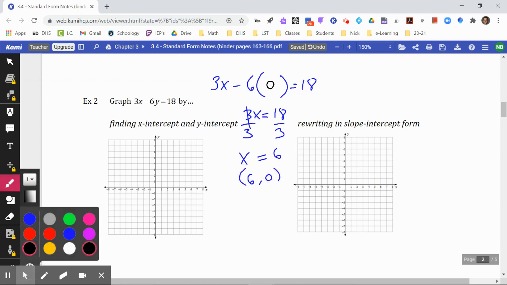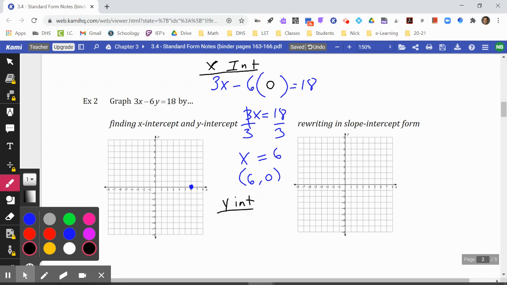All right, so at first I found my x-intercept here, which is at 6, comma 0. So you can go ahead and plot the 6, comma 0 for your x-intercept. It should be right there. And now I've got to go ahead and find the y-intercept.